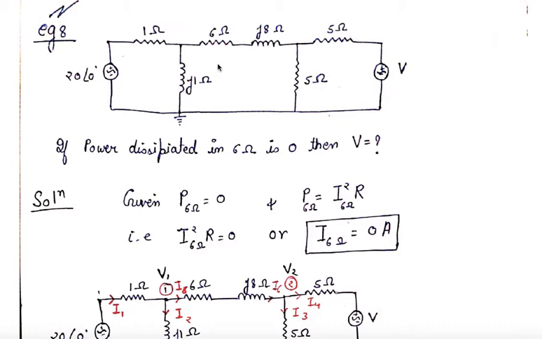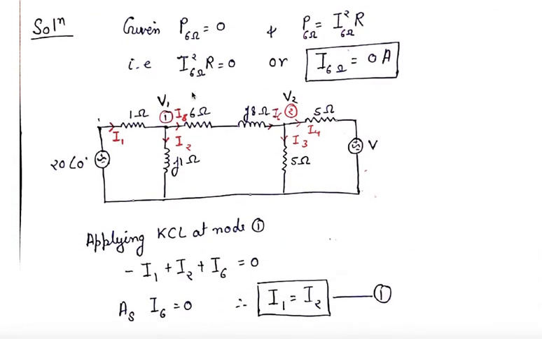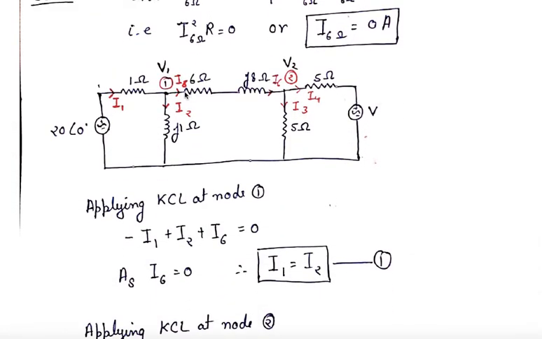Now we know the current in this branch. So it is easier and better to apply KCL here, because we already know the value of current in one branch. So we will mark the current in the other branches also. Again we have redrawn the circuit and we have marked the current I1. In this question, I have marked the voltage of this node as V1 and the voltage of this node is V2.